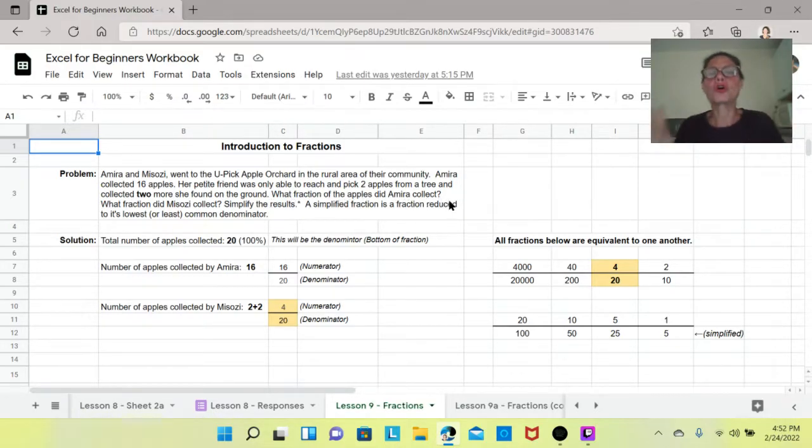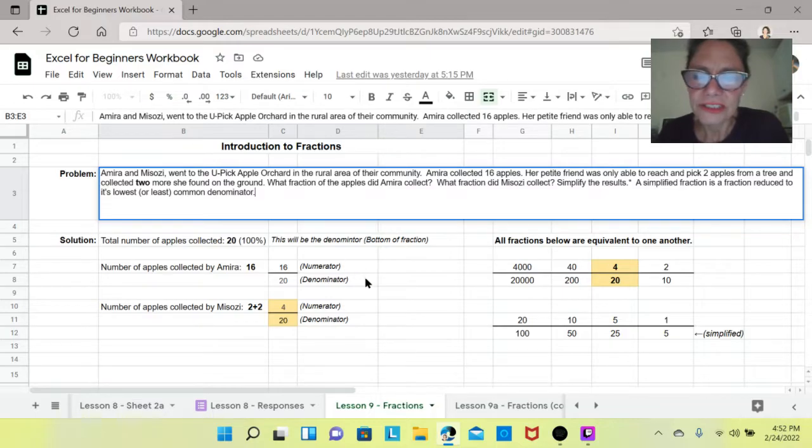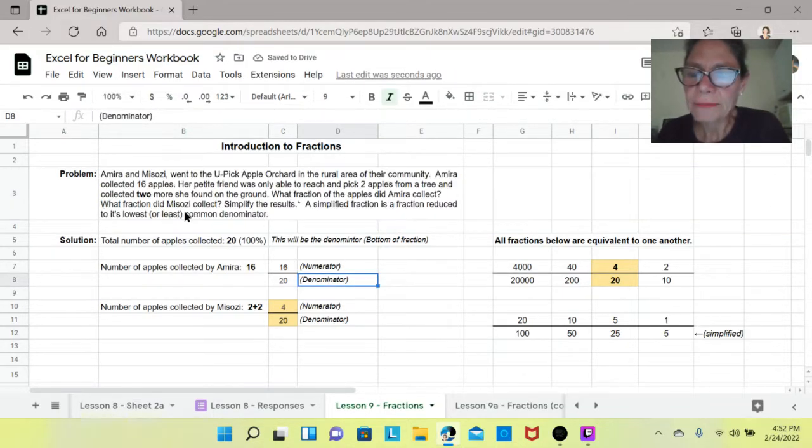What fraction of the apples did Amira collect? Okay, first we have to have the total. How many apples are there all together? That'll be the denominator. So let's see, 16 plus 2 plus 2 more, 16 plus 4, 20. So that'll be the denominator. Out of 20 apples, how many did Amira collect? She collected 16 apples. So it's 16 over 20. Then the other question is, what fraction of the apples did Misozi collect?